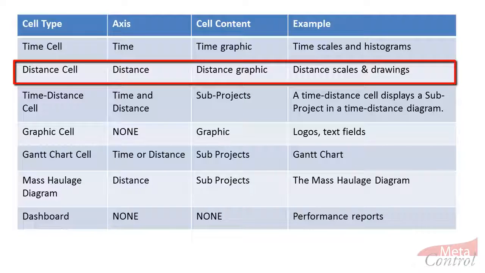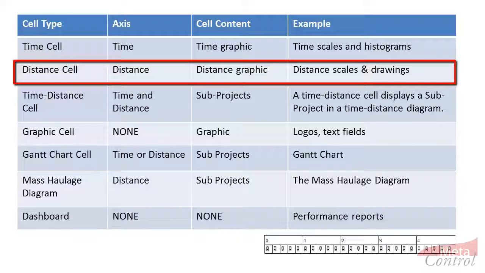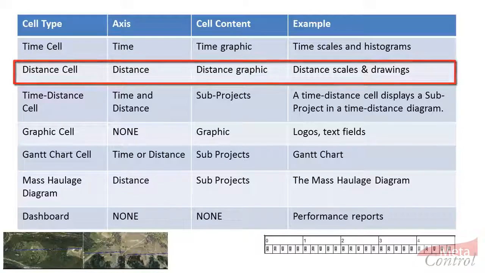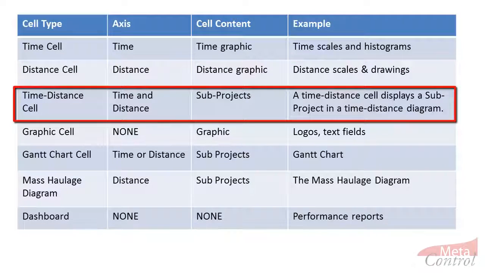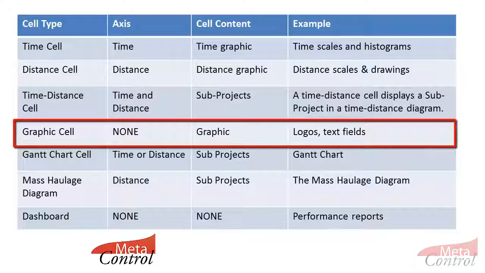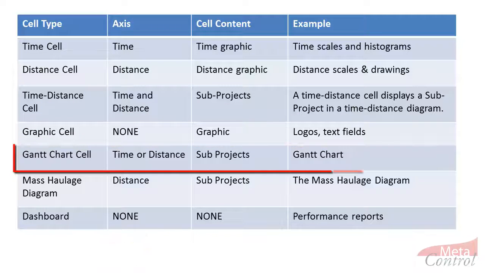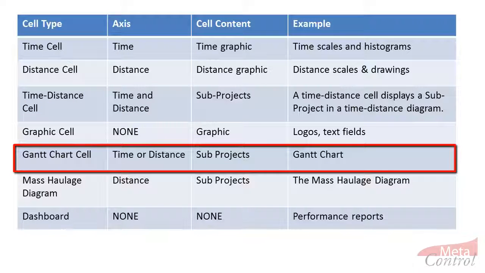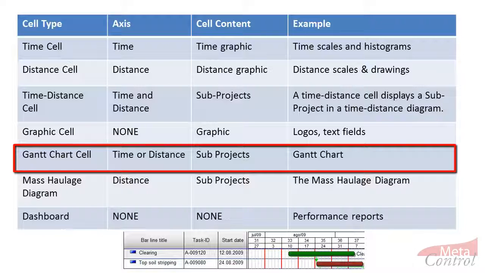Distance cell, for objects that are referred to specific points in the project distance, for example, distance scales and site drawings. Time distance cells. It's the heart of TILOS and its working area. Here, the project schedule is defined. Graphic cells, for objects not related to time or distance, as logos, photos, or texts. Gantt cells, used to show the schedule in a Gantt chart view.